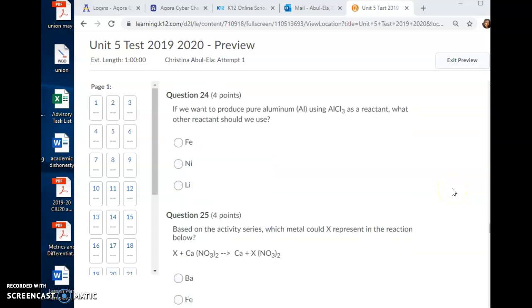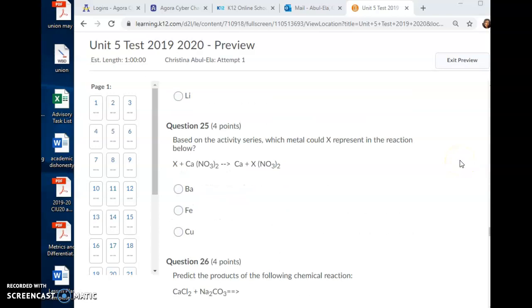Question 24. If we want to produce pure aluminum using aluminum chloride as a reactant, what other reactant should we use? Iron, nickel, lithium. Question 25. Based on the activity series, which metal could X represent in the reaction below? We have X plus calcium nitrate yields calcium plus X nitrate. Would that X be barium, iron, or copper?